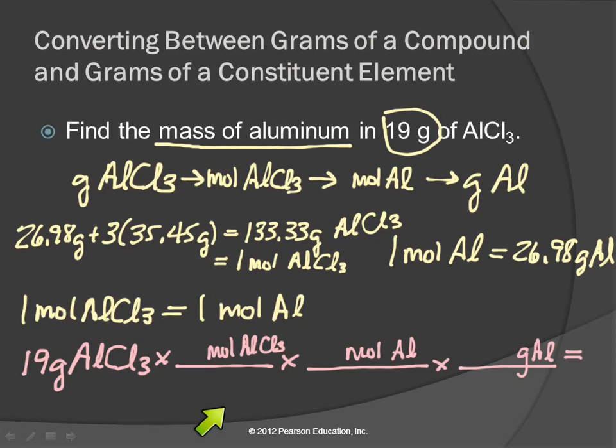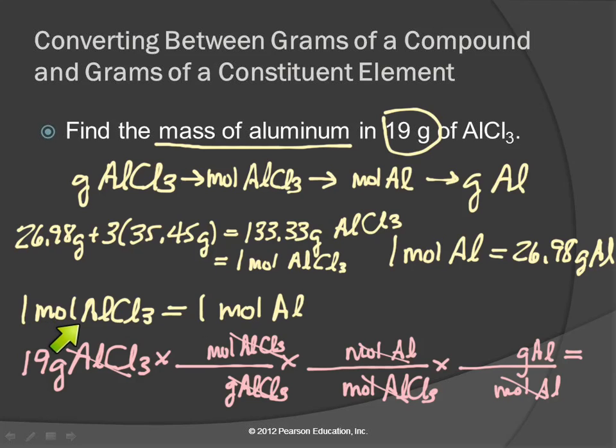This unit is what I want to put down here. I want all these guys to cancel out except for this last one. So I'm going to put grams AlCl3. And those cancel out. And then I'm going to put moles AlCl3. And then I'm going to put moles of Al down here. I'm following the units. I've got all these conversions in here.